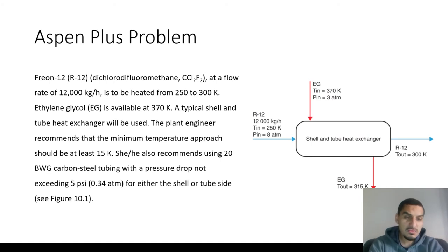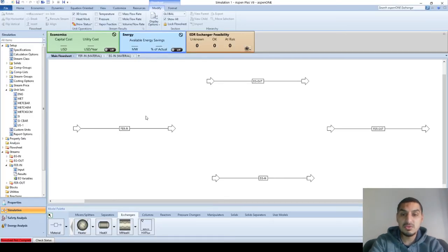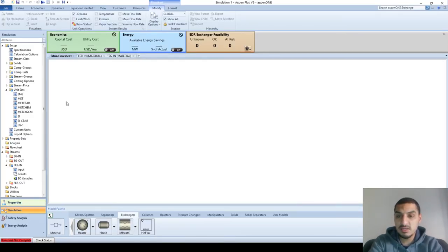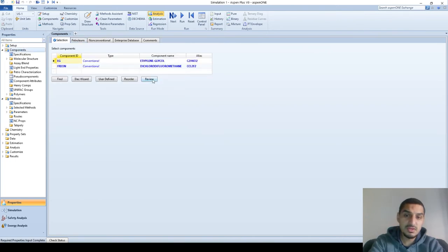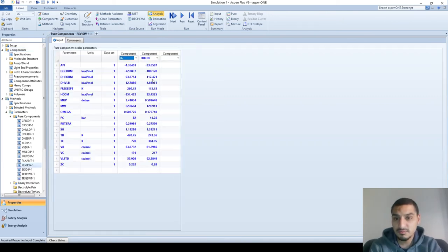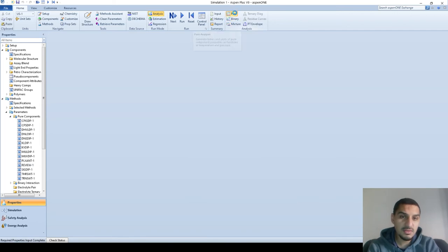But the point that we can use is the viscosity. We stated that the high viscous fluid should flow in the shell. To figure out which fluid has higher viscosity, I would go to the components and review. We can find some information about the physical properties of the fluids from here. But if we take a look at these parameters, we'll not find the viscosity among them. And this means that I have to do one more step.